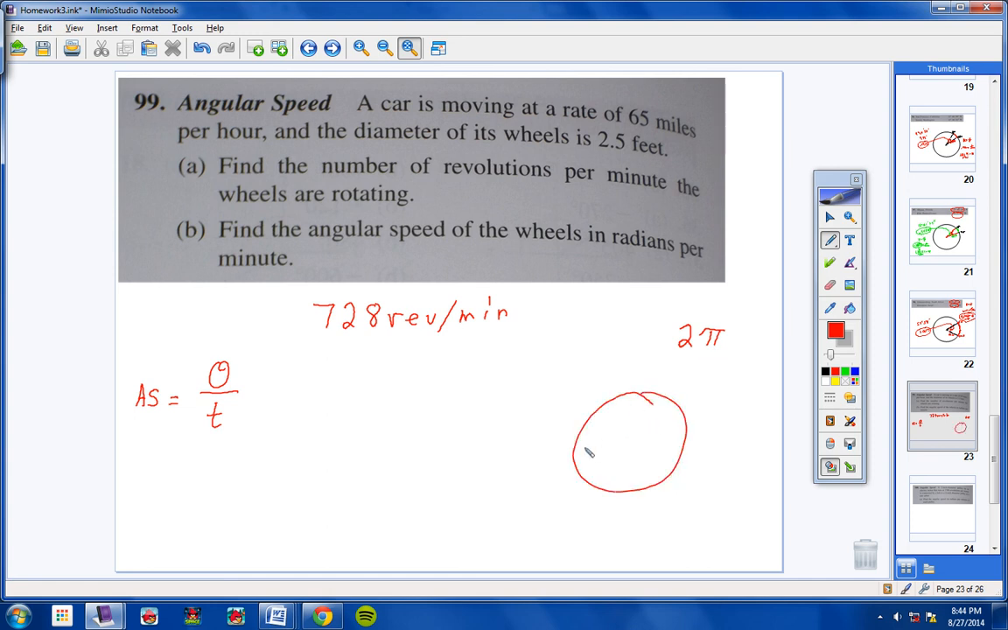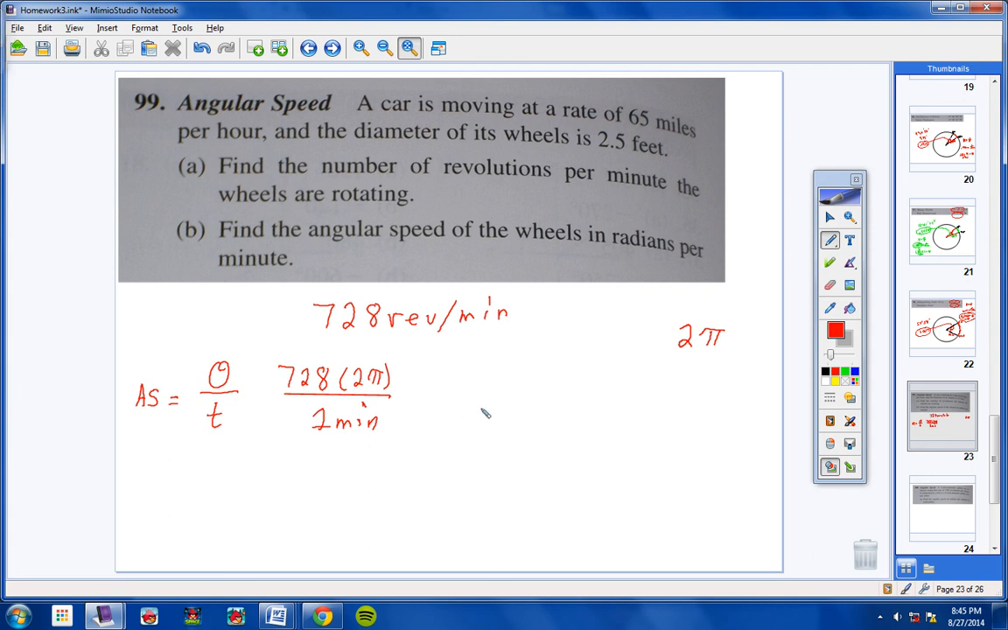Here's a circle. Here's an angle. Let me not draw like that. I'm sorry. Here's a line. If I start here and go all the way around, that's 360 degrees or 2 pi. So I know that one revolution is 2 pi. And I know I did 728 revolutions. So for my theta, my angle, I'm going to put 728 times 2 pi. Now what is my time? Well, 1 minute. So with my calculator, I'm going to type 728 times 2 times pi.